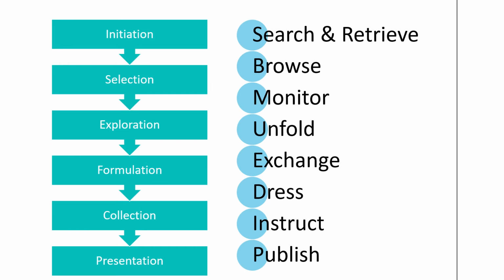Kuhlthau's model is different from Hector's because it focuses on the search, not all information behaviors. And it implies a process and timeline. Hector's model lists information activities that may form part of a process, but can also exist more independently or in other orders.